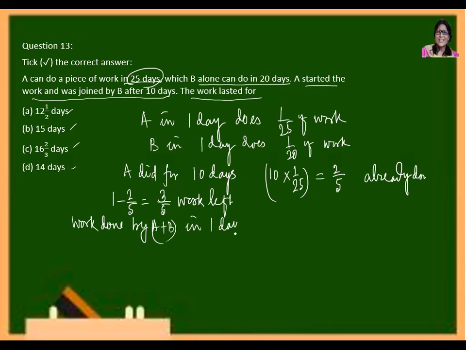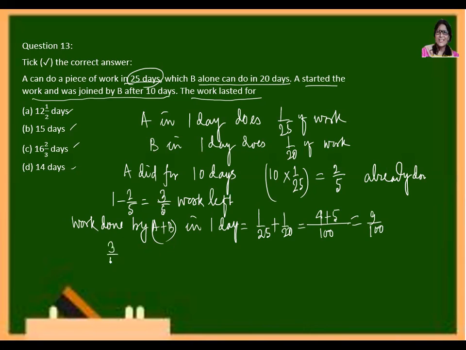It will be how much? It will be 1 by 25 plus 1 by 20. What is the LCM? 100, of course. 4 plus 5, it will be 9 by 100. So they have to finish 3 by 5 of the work.